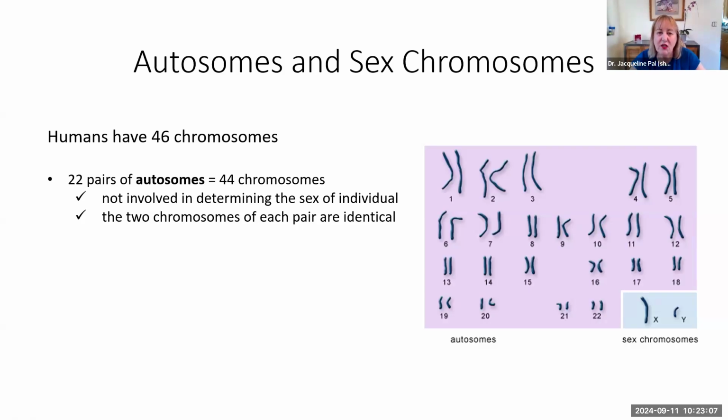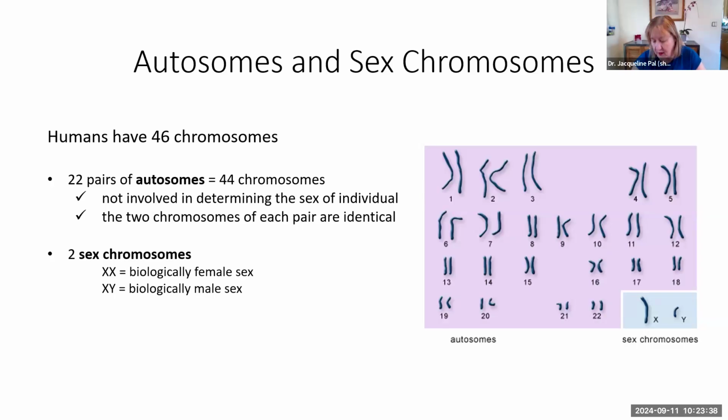And they are considered identical. We're going to use the word homologous, but I'll introduce that term on a later slide. Then we have another pair, but the pair may not match each other. These are the sex chromosomes. If you are a female, then they are a match set because you would have 2 X chromosomes. But if you are biologically a male, then they would not match each other. They're still a pair because you have 2 of them, but you would have an X and a Y.